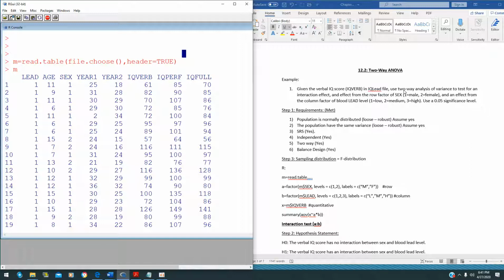Usually I wouldn't even include the words two-way and analysis of variance here, so you have to know that this is a two-way ANOVA because you have two factors here, the row and the column. So first you have to check your requirements.